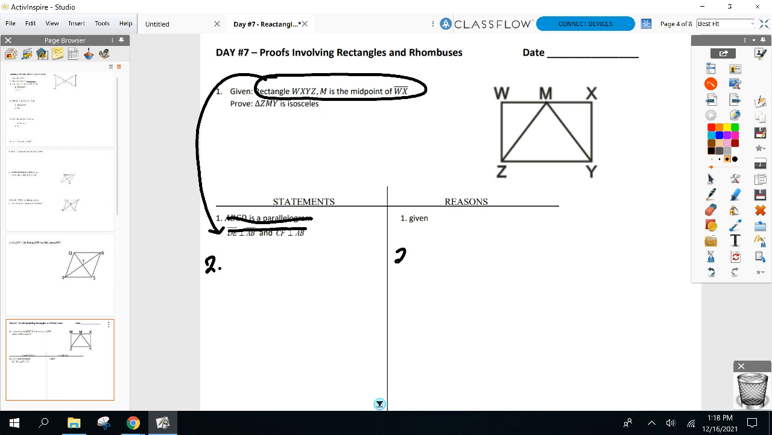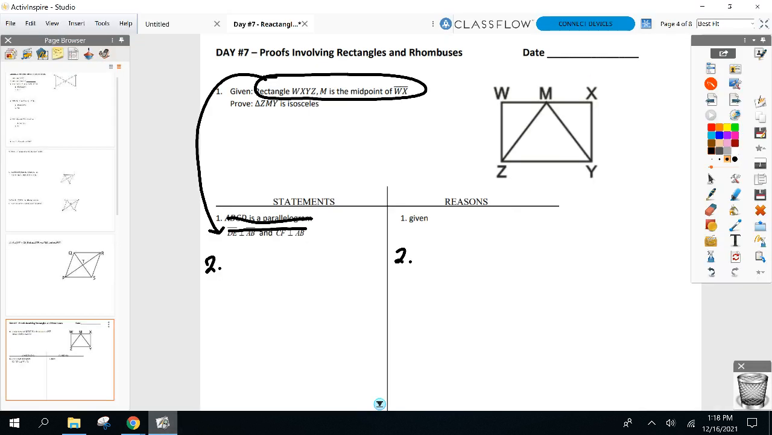So we are given that this is a rectangle, so we can use any of the rectangle properties. We're trying to figure out why ZMY is isosceles. All right, we've been down this road so many times. How are you going to know if it's isosceles or not? What are you going to show on that middle triangle? If ZMY is going to be isosceles, what's got to happen?